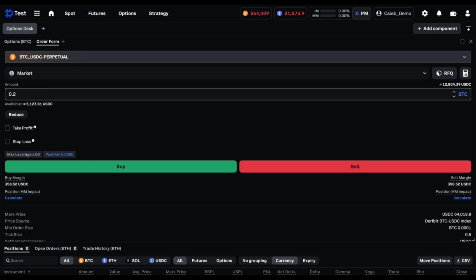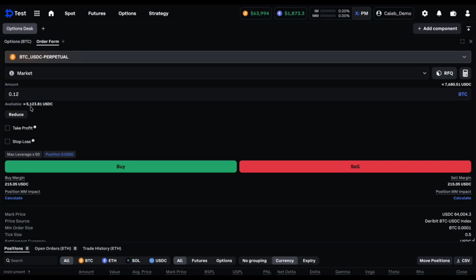Now, what is the size? I'm going to open up 0.1 Bitcoin. But before I do that, I want to show you something. 0.1 Bitcoin is currently valued at 6,400, and remember I said I had 0.12, so I actually have about $7,600. That's the size I have in my actual account. The available balance that I have in the account is 5,000. But look here, to open this position, I would need $7,000.